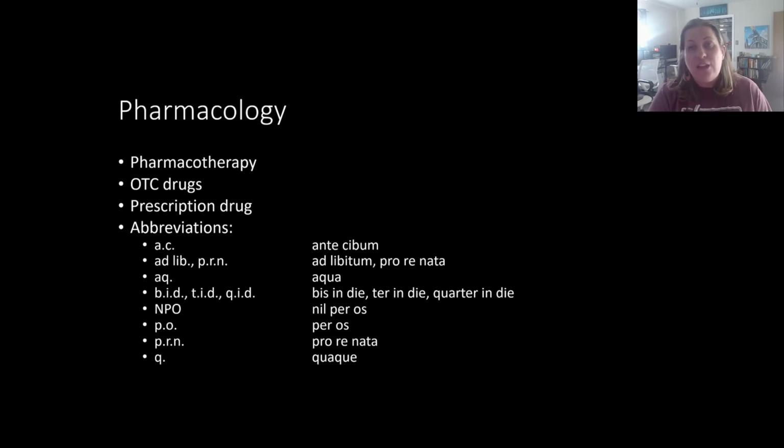PO is an abbreviation for orally, so you're going to give it to the patient orally. PRN is as needed, and then the Q is every. All right, so it might be every hour, every 2 hours. They may put those abbreviations in. And so these are going to be important, especially when we're charting, if you're going into the medical field where charts are a big part of this.